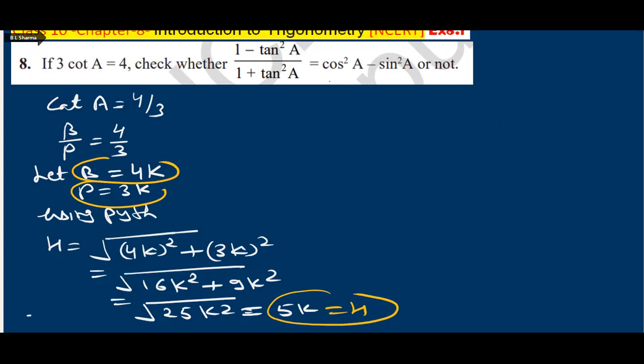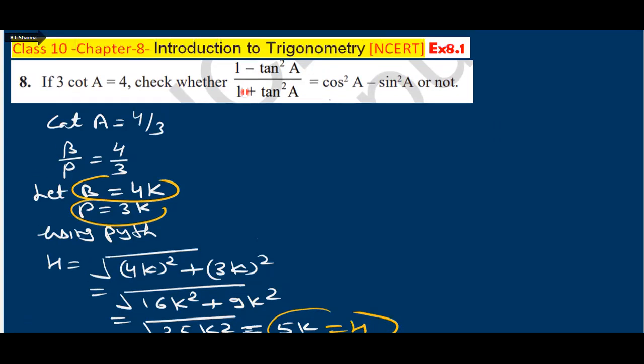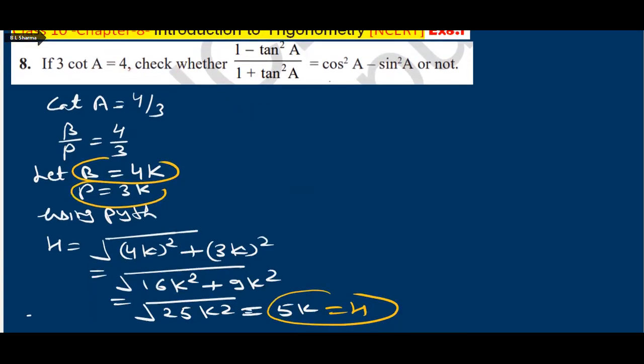ये एक्यूट एंगल ए के लिए हमें परपेंडिकुलर बेस और हाइपोटेन्यूज हमने कैलकुलेट कर लिया है. नाउ इट इज tan A. सो व्हाट इज द वैल्यू ऑफ tan A हियर? tan A क्या होगा? देखिए, we know tan A is reciprocal of cot A. So that is 3/4. tan A cot A का रेसिप्रोकल होता है. cot A is 4/3. So tan A will be 3/4. So now left hand side.